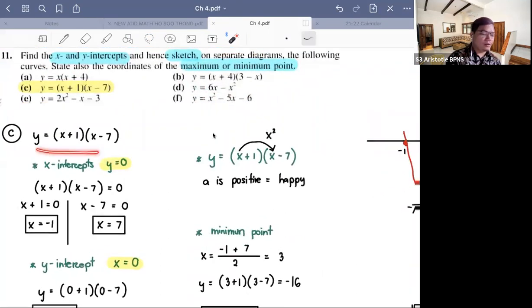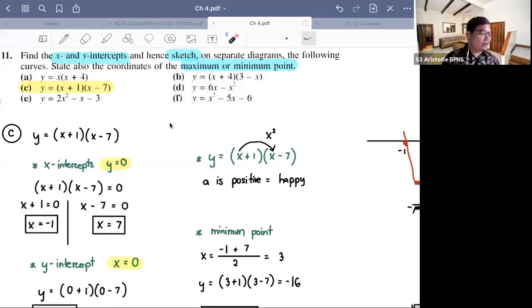All right, let's begin with the equation. We're given y is equal to x plus 1 times x minus 7. The x-intercepts, again, are where y is equal to 0. So, class, using the same equation, x plus 1 times x minus 7 equals 0. Then equate each expression to 0. So x plus 1 equals 0, so you have negative 1 there. And your other x is positive 7.